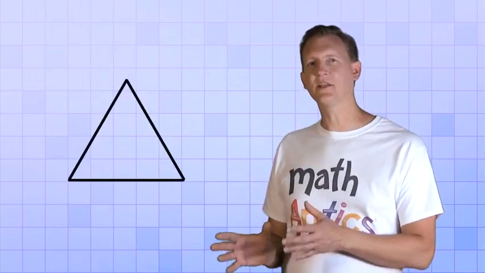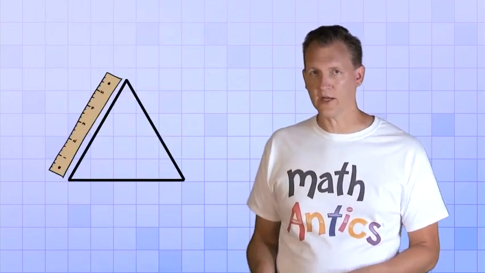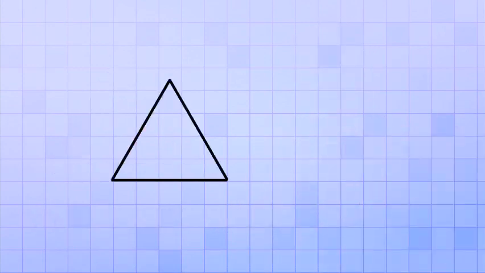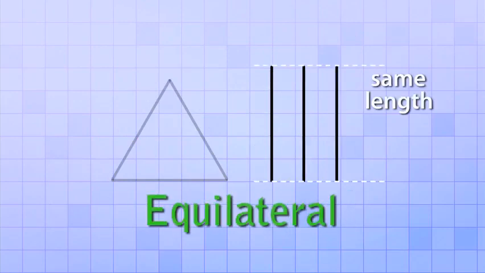If we pay close attention to the length of each side of a triangle, we can see that there's three possibilities. First of all, if all three sides of a triangle are exactly the same length, then we call it an equilateral triangle. It's kind of a long word, but it's easy to remember because it sounds like it has the word equal in it.